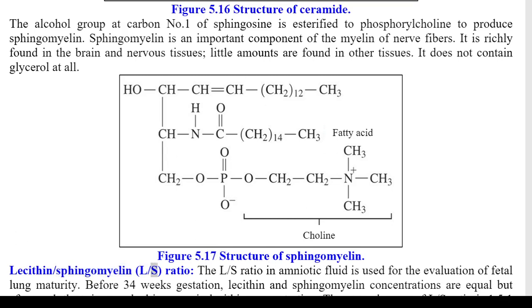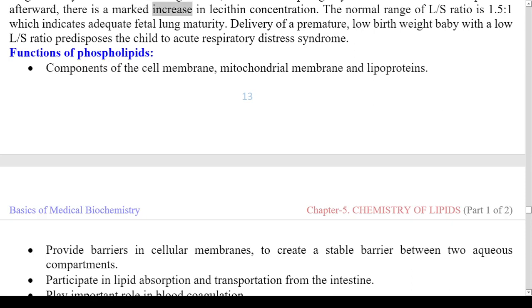Lecithin/sphingomyelin, L/S, ratio. The L/S ratio in amniotic fluid is used for the evaluation of fetal lung maturity. Before 34 weeks gestation, lecithin and sphingomyelin concentrations are equal, but afterward, there is a marked increase in lecithin concentration. The normal range of L/S ratio is 1.5:1, which indicates adequate fetal lung maturity. Delivery of a premature, low birth weight baby with a low L/S ratio predisposes the child to acute respiratory distress syndrome.